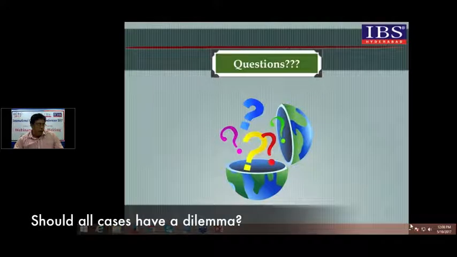Another interesting question, should all cases have a dilemma? All cases may not have a dilemma, but there will be some issues that the case will be focused on. It is very important that the case is focused on some issues. It may be a challenge, it may be an opportunity, but some issues have to be there. Without that, you don't have a case. So you may not always have an explicit dilemma in a case, but it may be implicit. Sometimes when you are discussing some opportunity, dilemmas may also come up, follow-up dilemmas may come up. So it may be implicit in the case, but without that you don't have a case at all. So it is very important, particularly when you are writing a teaching case.